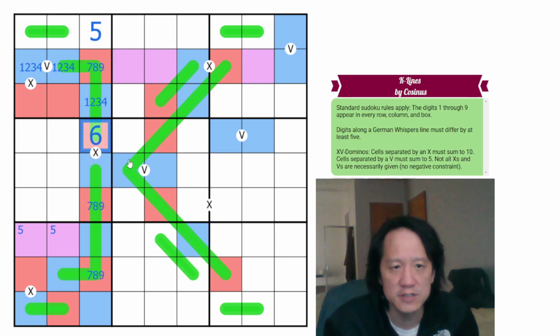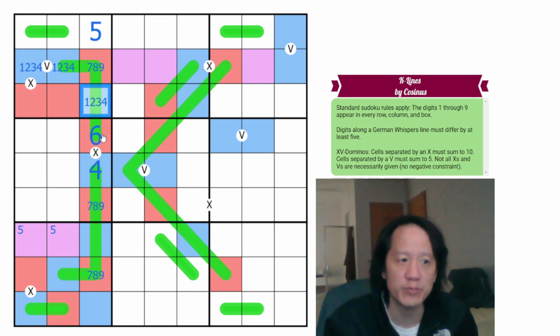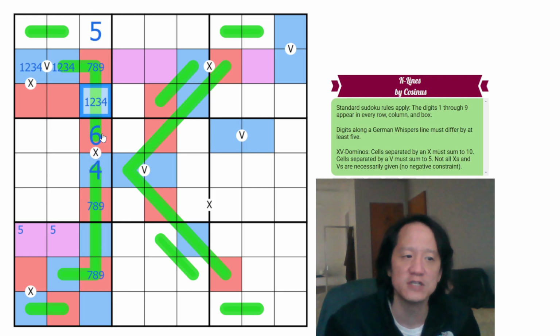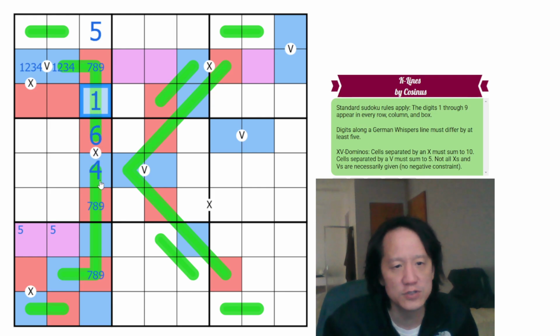It must be 6. So since it must be 6, this must be 4 to add up to 10. And this has to be 1 to be next to it on a German whisper line, because 6 can only be next to 1 on a German whisper line, because that's the only digit that's 5 away. So therefore, this is 1. Therefore, the rest of the lows have to be 2 and 3, and 2 and 3.